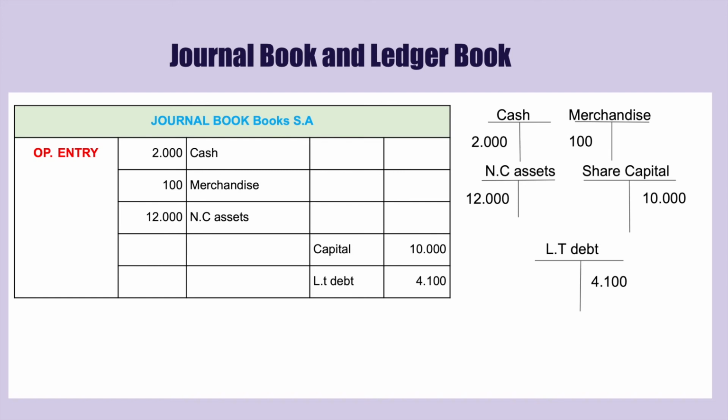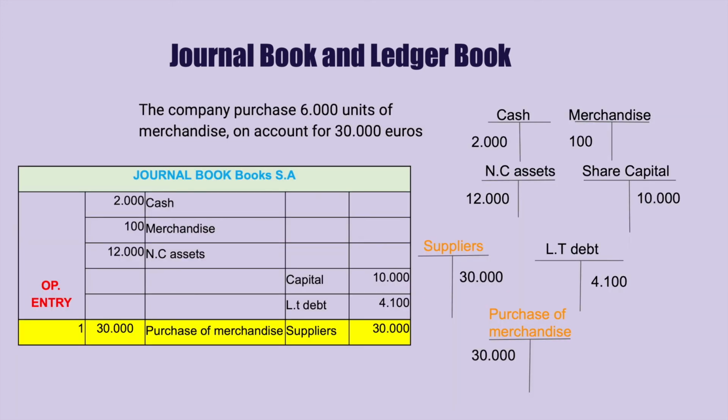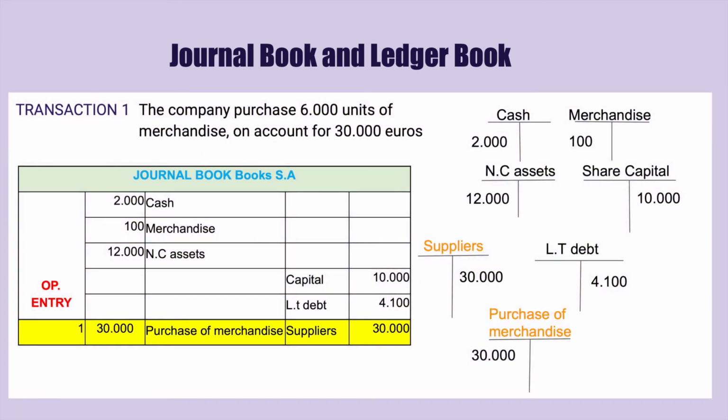The next step is to start recording transaction number 1, that says that the company purchased 6,000 units on account for 30,000 euros. Like you can see, on the debit side we put the purchases of merchandise, and on the credit side, the supplier's account. And we do the same with the ledger book.